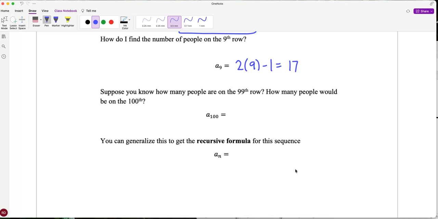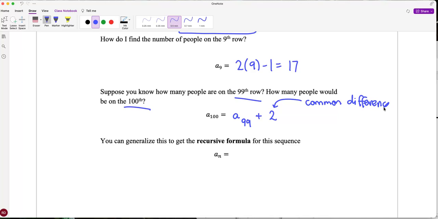Now, suppose that I knew how many people were on the 99th row, without figuring it out. If I know how many people are on the 99th row, how many people will be on the 100th row? Well, it should be 2 more than the 99th. So A100 is going to be A99 plus 2. And remember, 2 is my common difference. It means that every time the row number goes up by 1, I add 2 more dancers. It's the common distance that gets added each time.